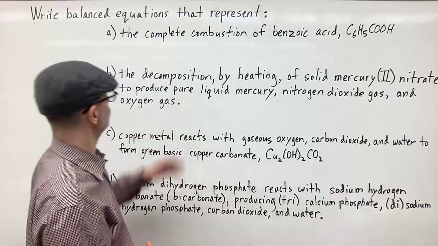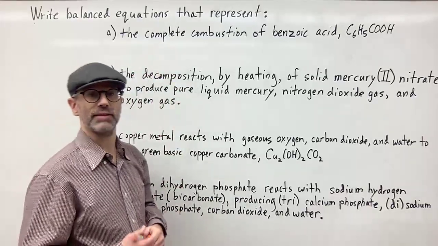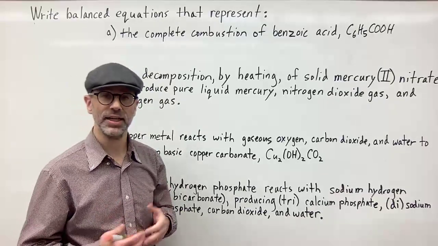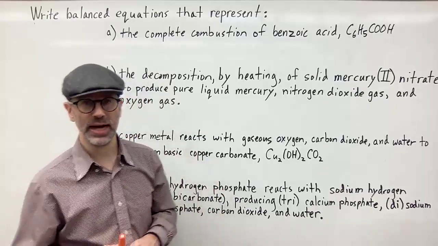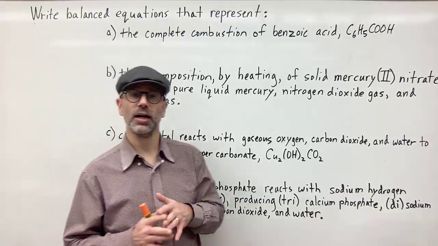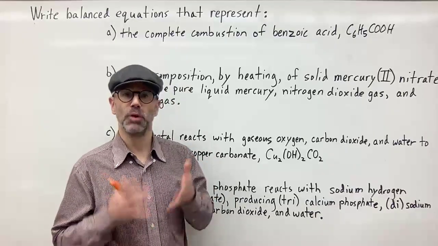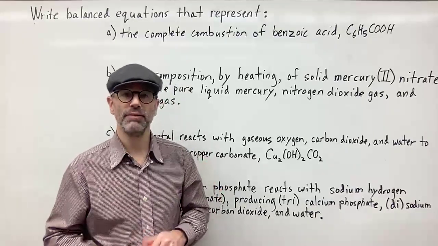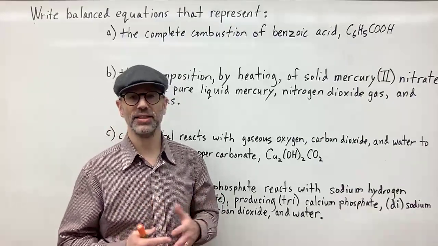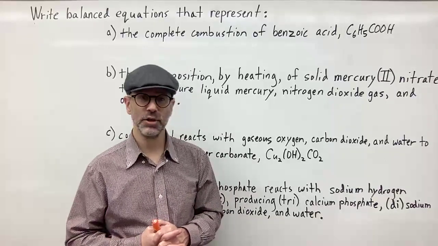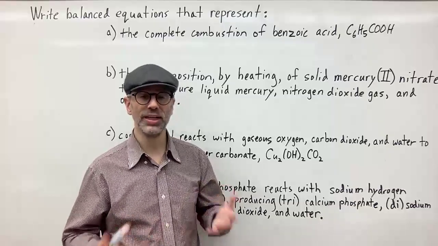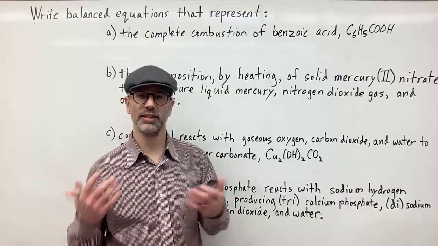In the first sentence, we have the complete combustion. They want the balanced equation for the complete combustion of benzoic acid, and they give us the formula for benzoic acid. So with complete combustion, you have to understand what combustion is. Combustion is burning. And so whenever you have combustion, you have to have oxygen gas as a reactant. That is necessary for combustion because things burn only in the presence of oxygen. Take away the oxygen, it's not going to burn.